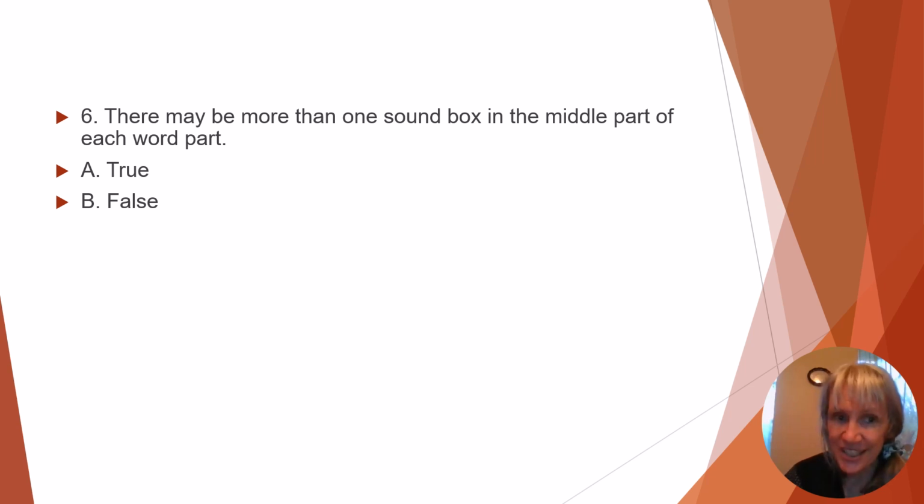And the answer is false. There can only be one sound box, one phoneme representing the vowel sound in the middle of each word part. There's always a vowel sound in a syllable, but there can only be one. Okay? Every syllable only has one vowel sound. Therefore, it will only have one phoneme represented by one grapheme and therefore in one sound box.